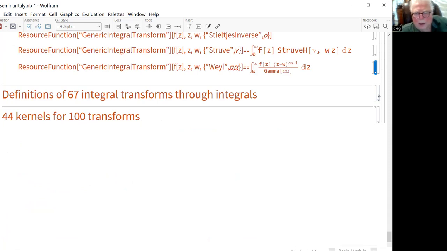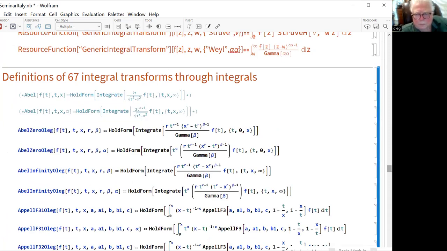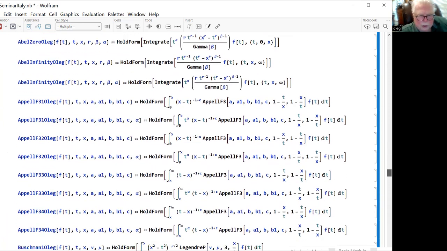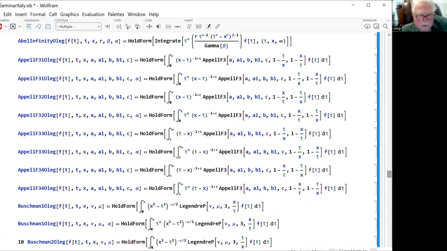Now I present definitions of 67 transforms for which we can make similar evaluations but have not made yet.